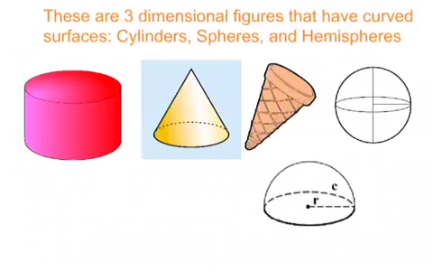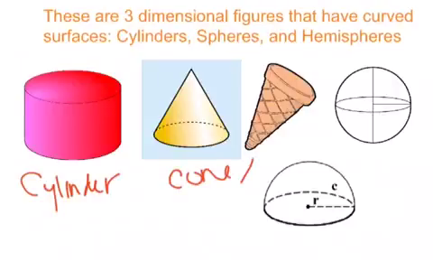Alrighty. Then we have our curved surface three-dimensional figures. So right here, of course, is a cylinder. We have a cone here, like a yummy ice cream cone. This is a sphere. And this is a half sphere, also called a hemisphere. Like when we talk about the Earth, half of a sphere is a hemisphere. So with the world, we have a northern hemisphere, southern hemisphere, western, eastern hemisphere.